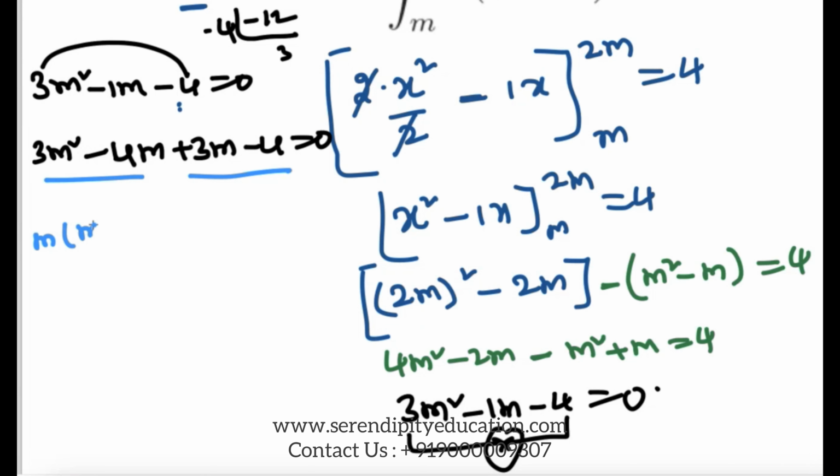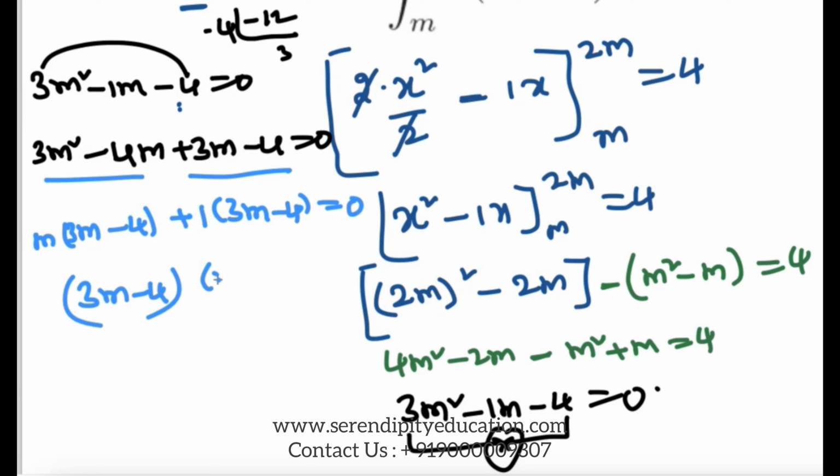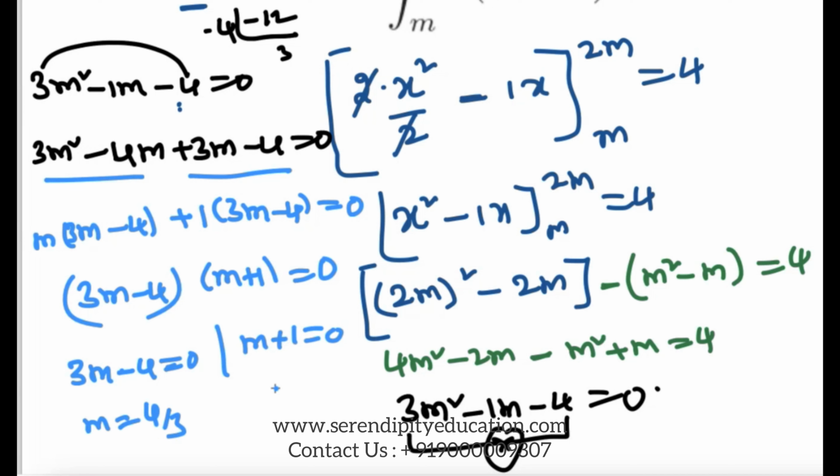So now, m common from the first two terms: m(3m minus 4) plus 1 common, (3m minus 4), that is equal to 0. (3m minus 4)(m plus 1) is equal to 0. So 3m minus 4 is equal to 0, and m plus 1 is equal to 0. m is equal to 4 divided by 3, m is equal to negative 1.